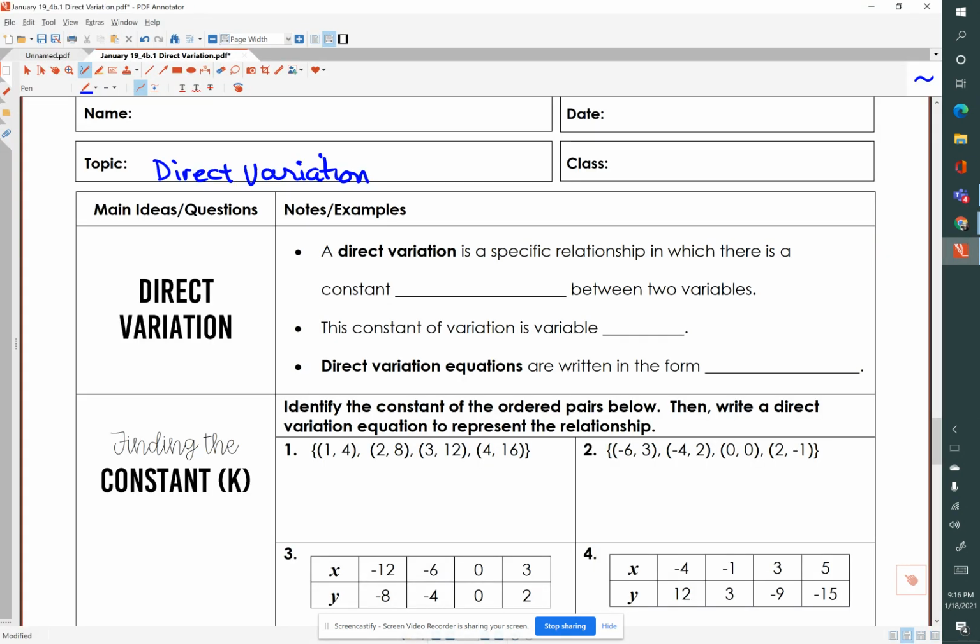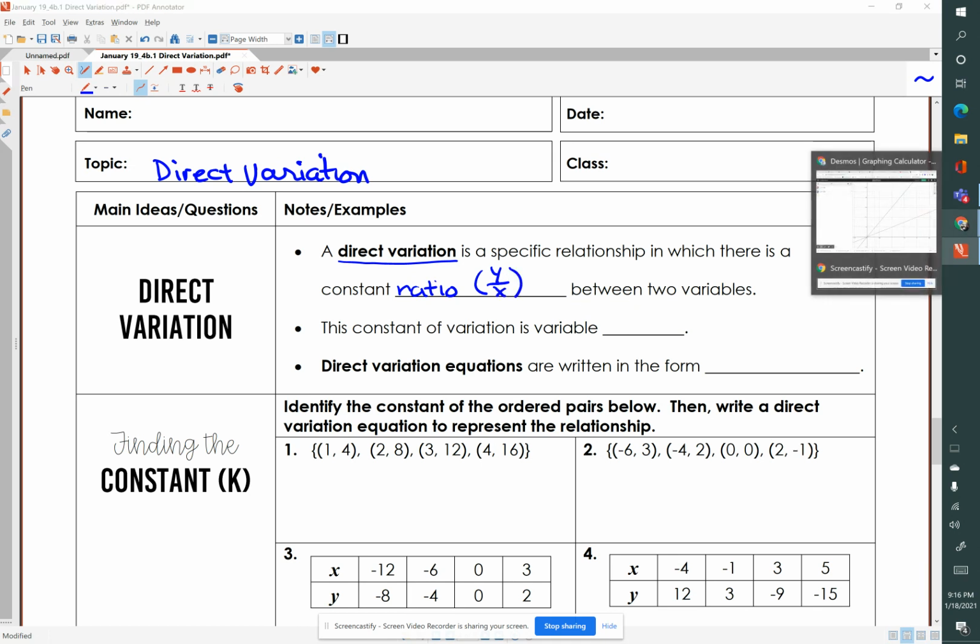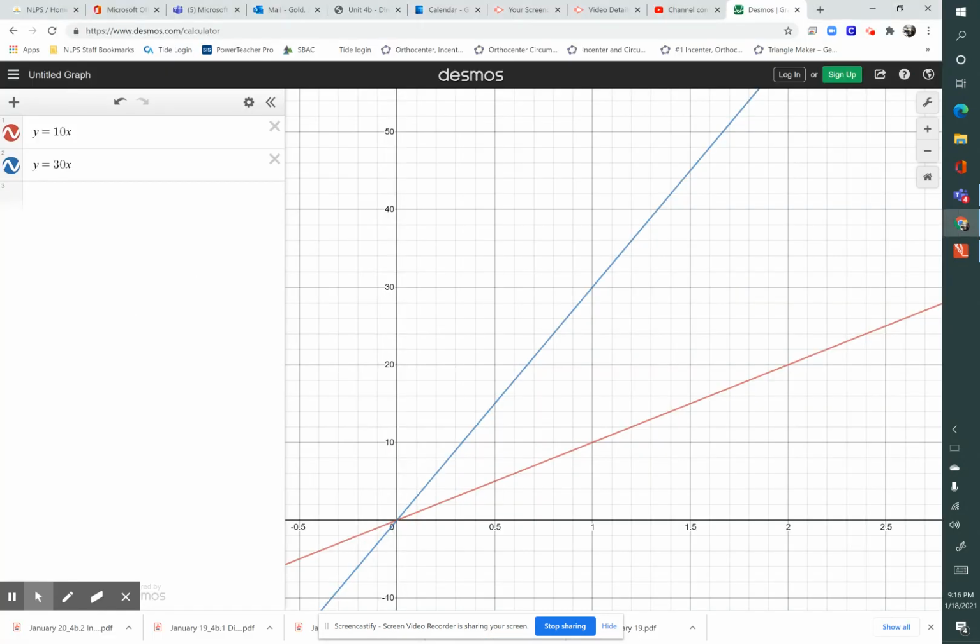So what is direct variation? Okay, a direct variation is a specific relationship in which there is a constant ratio, and that ratio is y over x between two variables. So if we go back to the Desmos graph, we have a constant ratio.